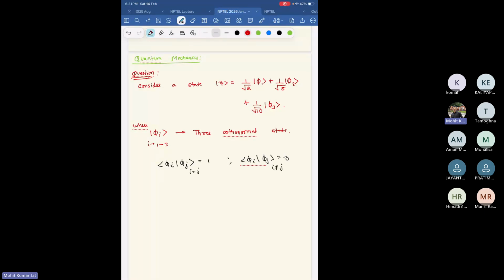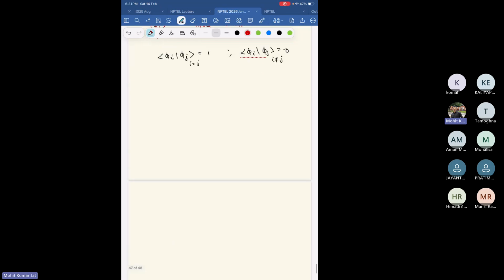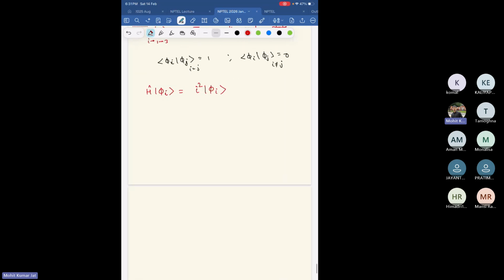Additionally, how this state operates on the Hamiltonian and what expectation value comes out from it is also given. So if an energy Hamiltonian H operates on phi i, you will get i square phi i. So basically the Hamiltonian H operates on the phi i's and gives the output.